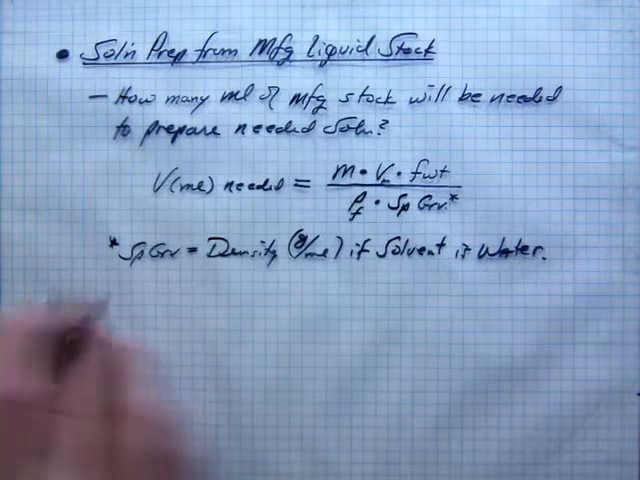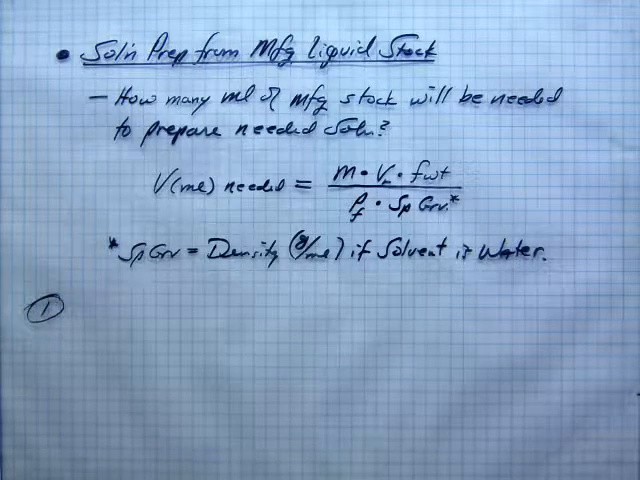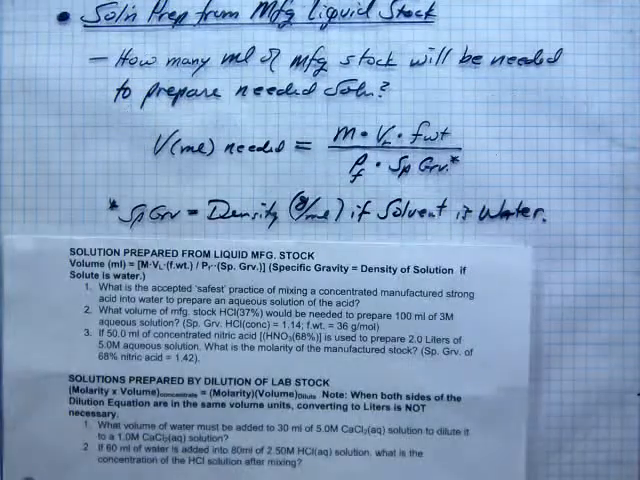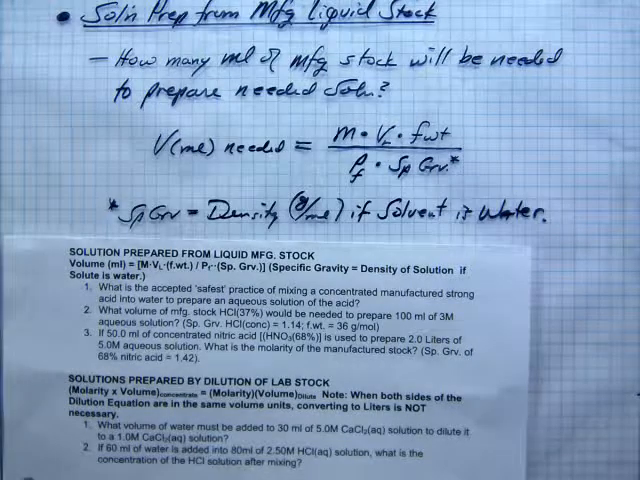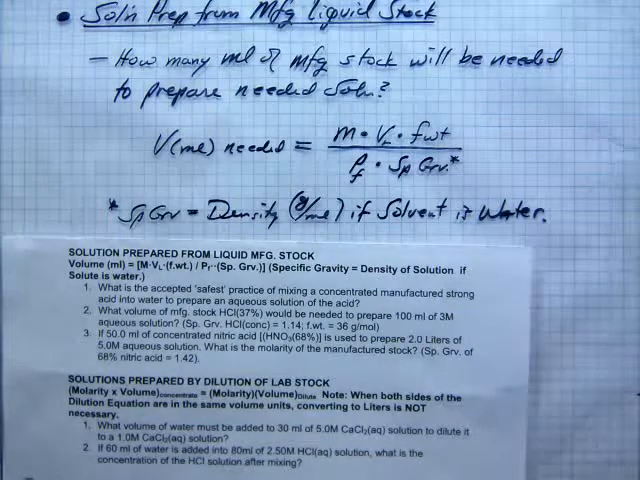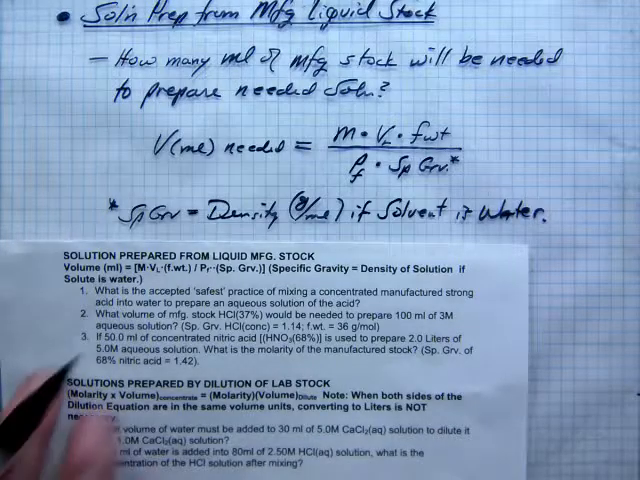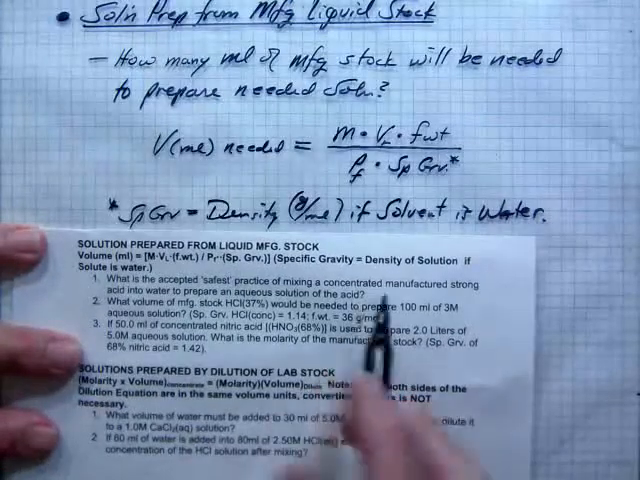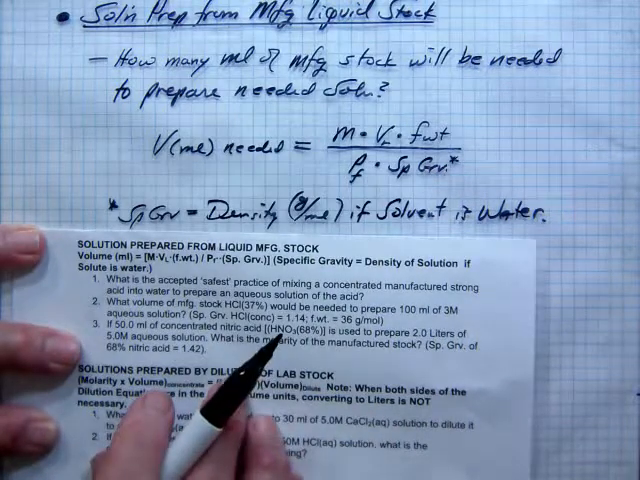So, first question here in this set. One of the emphases in my presentation of this topic is safety. The first question is really not a calculation, but is a review of the methods that are important in making solutions from very corrosive materials, like in this case strong acids. So what is the accepted safe practice of mixing a concentrated and manufactured strong acid into water to prepare an aqueous solution of that acid?